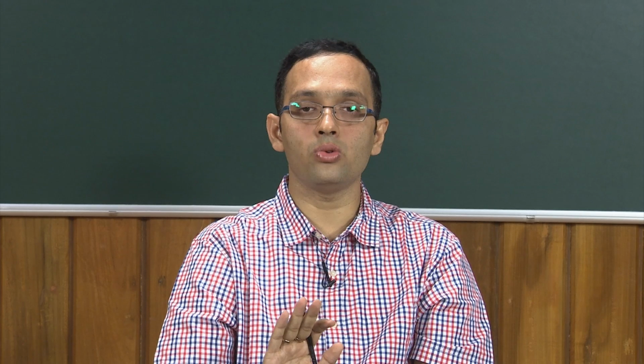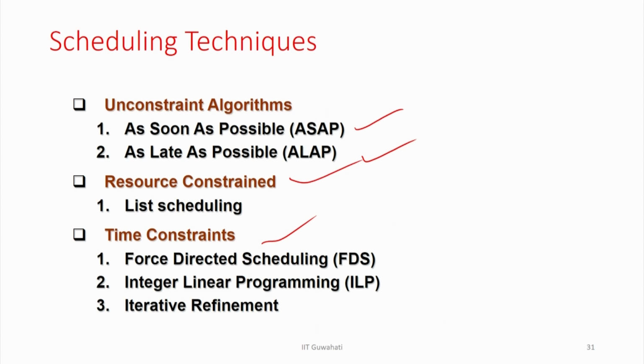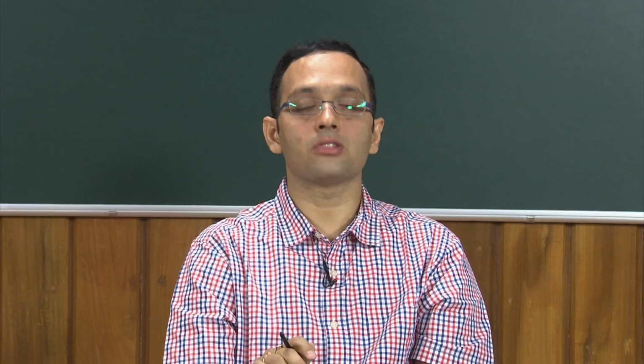Initially, I just gave you some schedule without thinking about how we have done that, but now we have to automate that process, right. During automation it can be unconstrained, it can be resource constrained, it can be time constrained, and it can have various kinds of algorithms. Some of them are exact solutions, some of them are heuristic; these are all heuristic, this is exact. So, we have different options, and we are going to discuss various scheduling techniques in tomorrow's class.